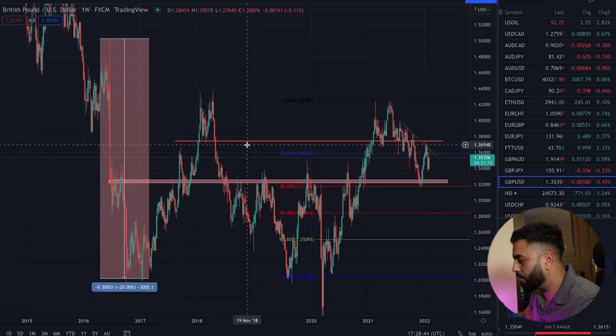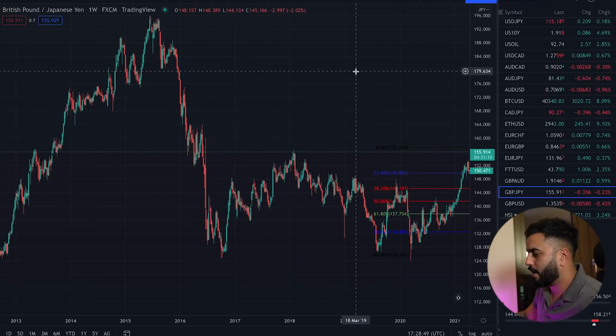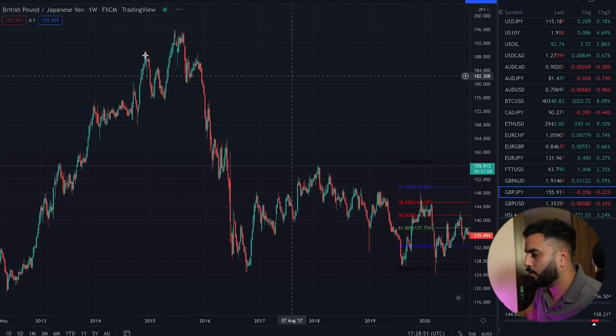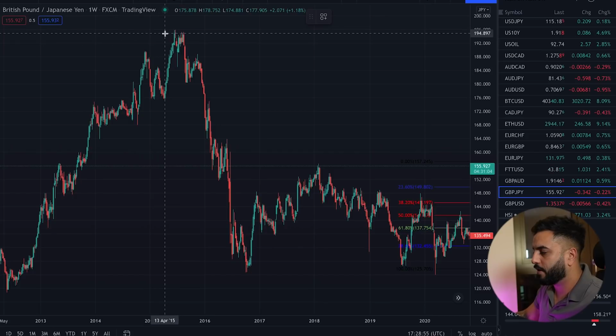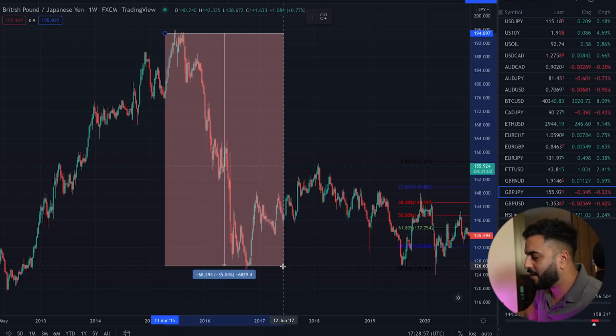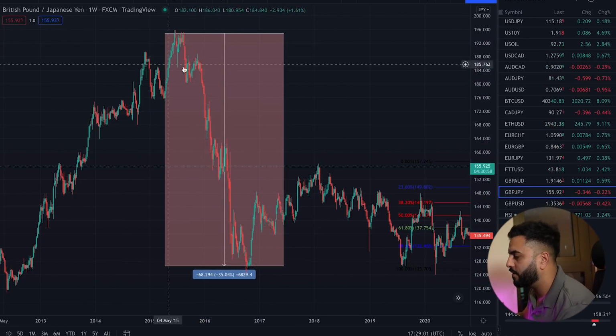downside, which was huge. Now, if I actually go on to pound yen, I'm actually going to go ahead and again go back all the way to the exact same move. Look what you're going to see. The exact same move was nearly 7,000 pips. Now, what was the difference here, guys?